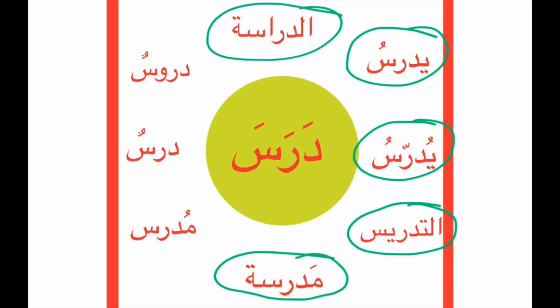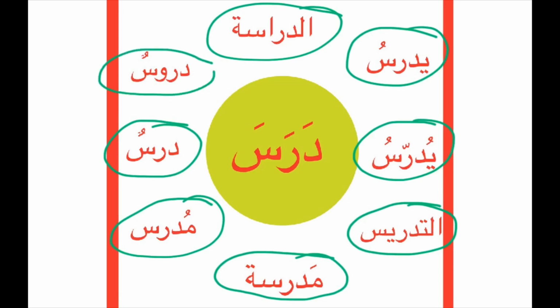Madrasa, school. Mudarris, teacher. Dars, lesson. And durus, lessons. All of these words are formed from the same root, and if you were looking up any of these words in an Arabic dictionary, you would go to the root dal, ra, and sin, darasa.